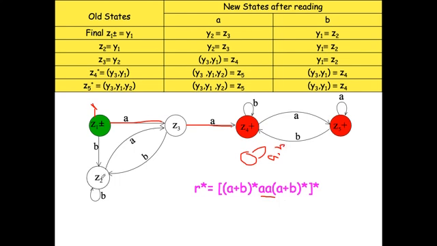This is A. Yeah, I think this is not needed, so this can be removed. So this is the FA for R star.